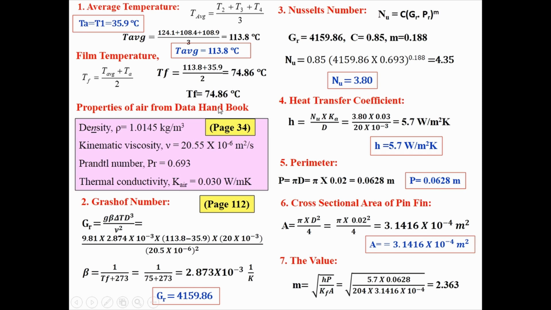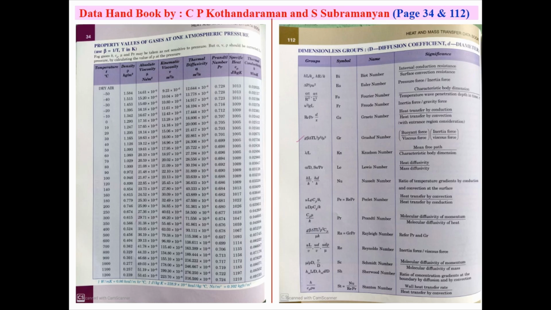Then you have to take the air properties at a temperature of 75 degrees Celsius from the data handbook. You can open your data handbook, page number 34. You can refer to the data handbook by CP Kothandaraman and Subramanya. Open page number 34. Here is page number 34, at 75 degrees Celsius: 60 plus 70 divided by 2, you will get 75 degrees Celsius.